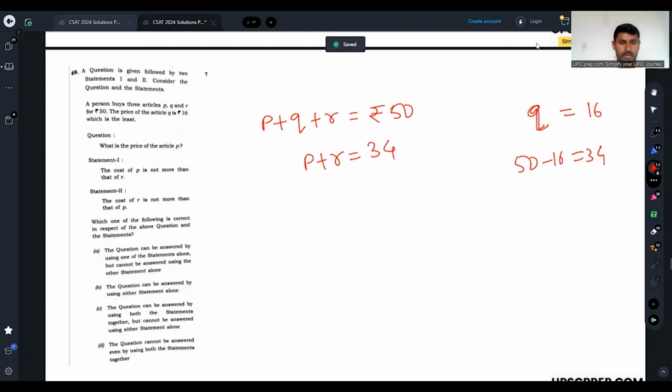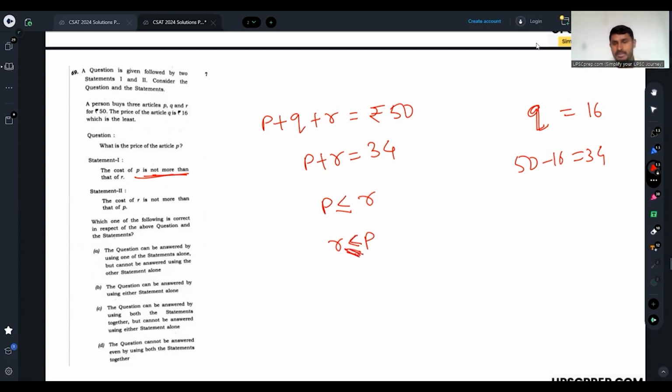Now see, the cost of P is not more than R. What does it mean? Cost of P should be less than or equal to R, because it is not more than R, right? It should be equal to R or less than R. Then the cost of R is not more than P. Then again, what does it mean? R should be less than or equal to P.